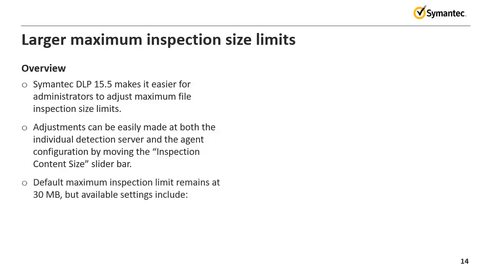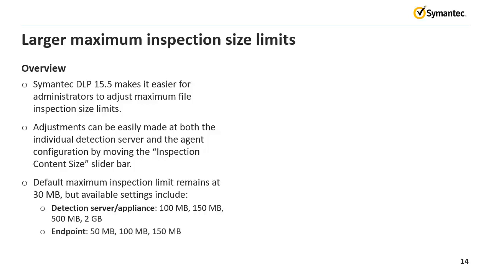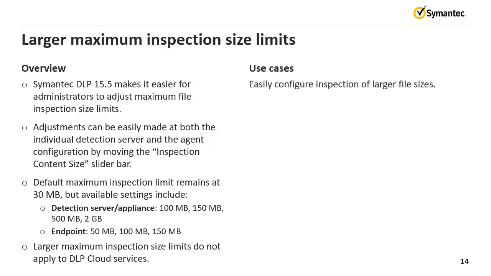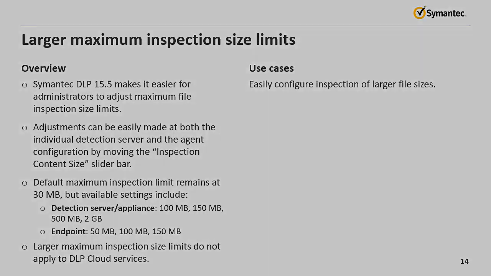The default maximum inspection size limit remains at 30 megabytes, but available settings include 100, 150, and 500 megabytes and 2 gigabytes for detection servers and appliances, and 50 megabytes, 100 megabytes, and 150 megabytes for endpoint agent configurations. Note that the larger maximum inspection size limits do not apply to DLP cloud services. This new feature enables organizations to easily configure inspection of larger file sizes.